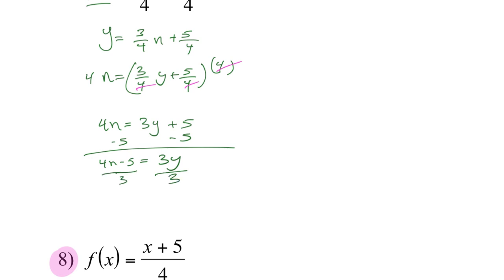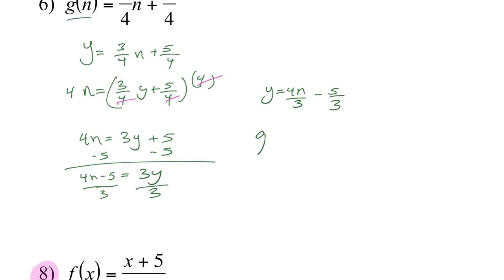Just to rewrite it the same way that we have it over here, I'm going to split it up as 4n over 3 minus 5 over 3. And now I'm going to change the notation to the inverse notation, equals 4/3 n minus 5 over 3. And as you can see, I got the inverse. Remember that this is the same as 3n plus 5 over 4. And down here, you can see that it's 4n minus 5 over 3.